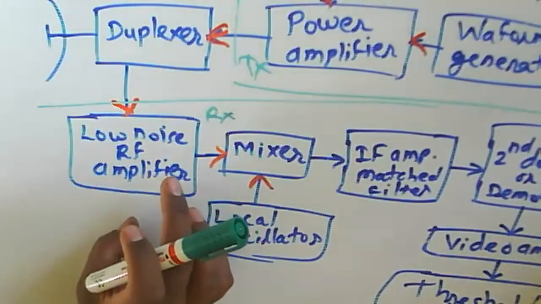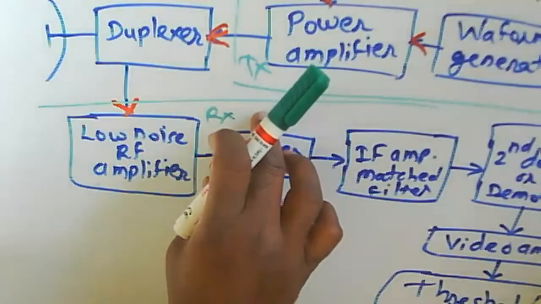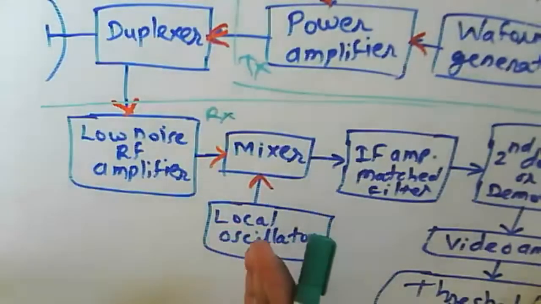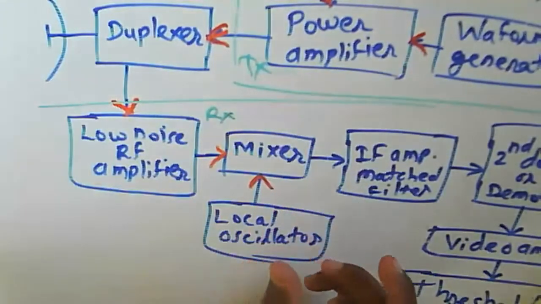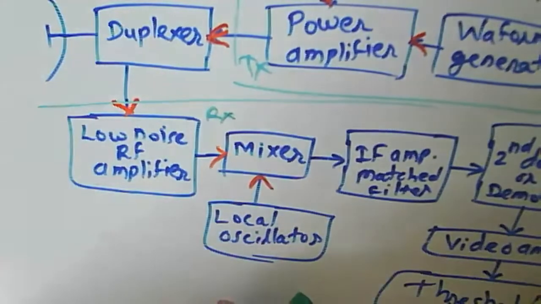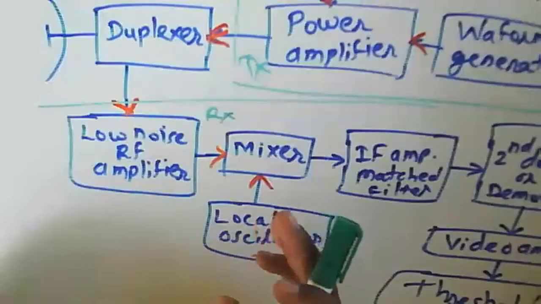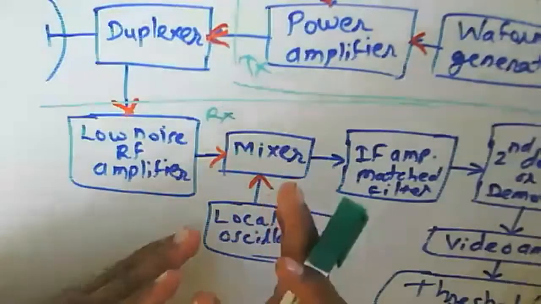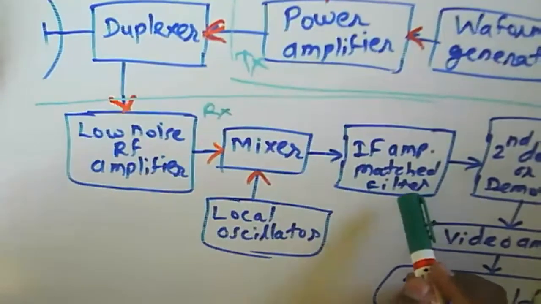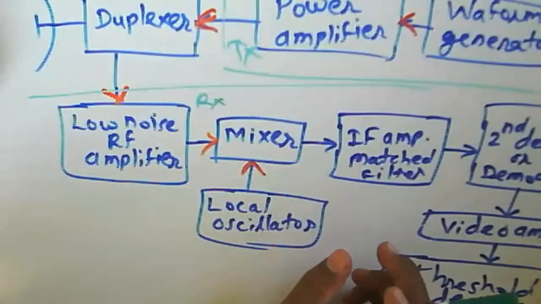Now the next stage is the mixer. Generally we can say something about the receiver type. What will be the receiver type? Generally the receiver used in a radar is a superheterodyne receiver. In a superheterodyne receiver there is a mixer stage, and the mixer stage will convert the RF signal to the signal required for the intermediate frequency amplifier, the IF amplifier.